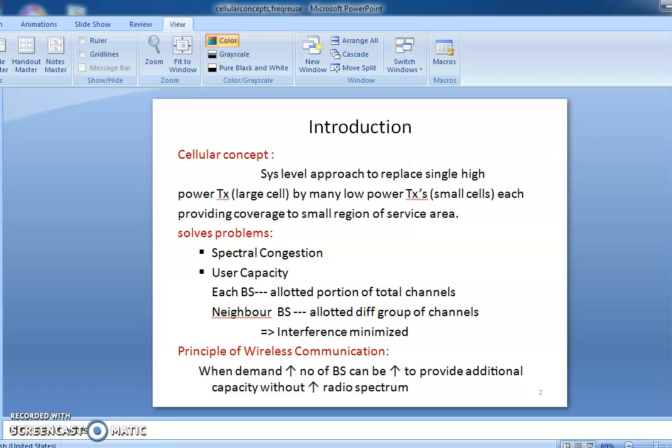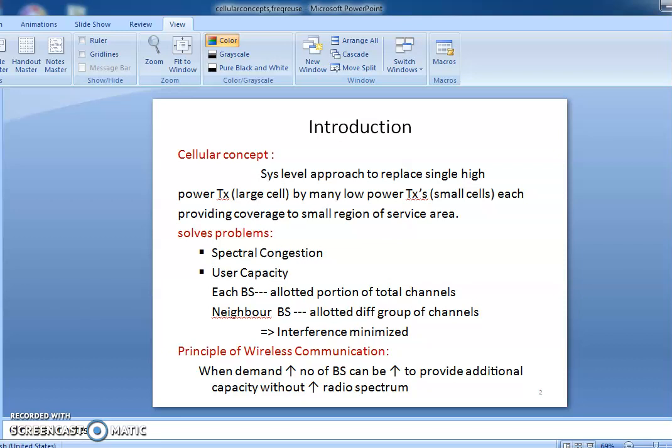So, suppose you have a large geographical area, a large service area. Here you can place a large transmitter so that it can cover the larger region. But in this cellular concept, you are going to use a number of low power transmitters instead of a single high power transmitter, and this large geographical area will be divided into a number of cells.